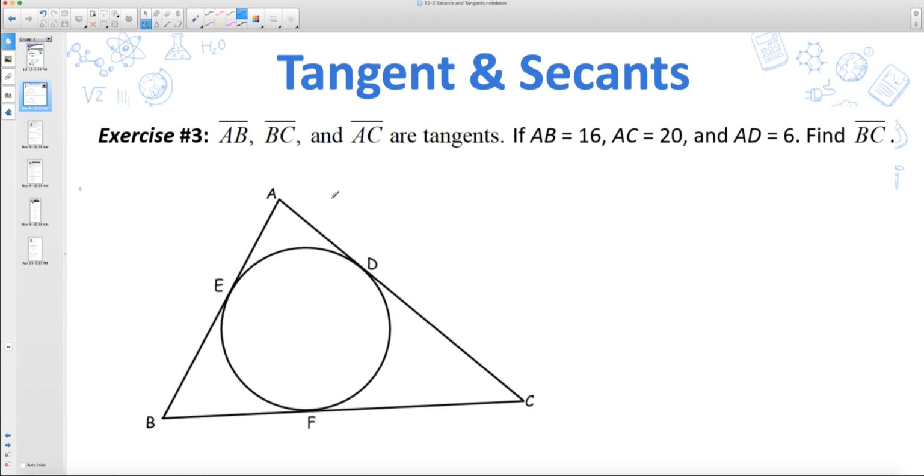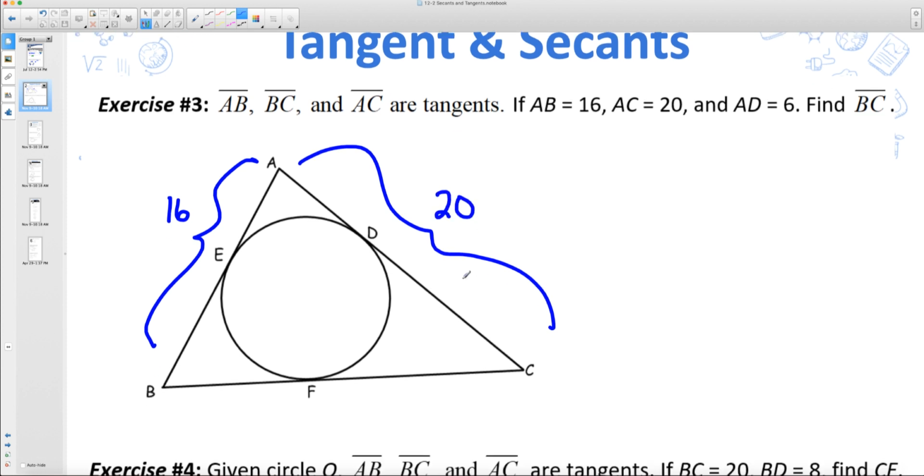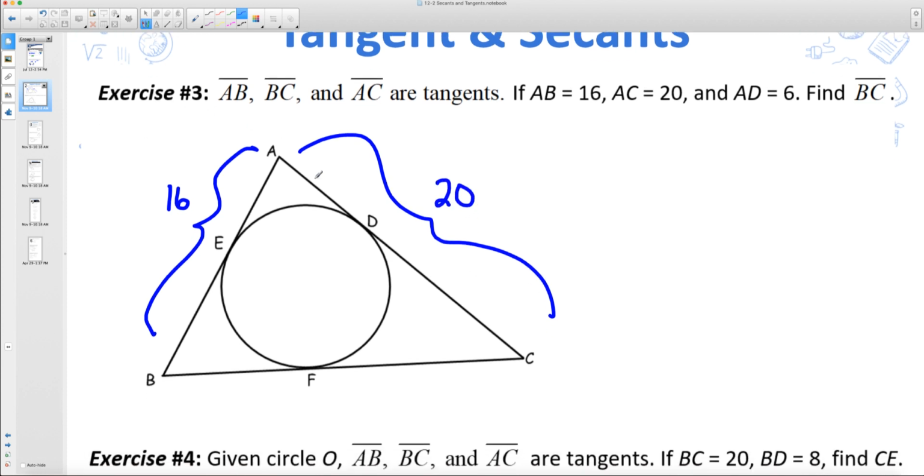Okay, so let's take a look at another one. In this case, they're telling us that AB, BC, and AC are all tangents. So this whole thing is 16. This whole thing is 20. And they tell us AD is 6. We want to find the length of BC, the length of this entire thing. Well, if this whole thing is 20 and this little piece is 6, then that's easy enough. This is 14.